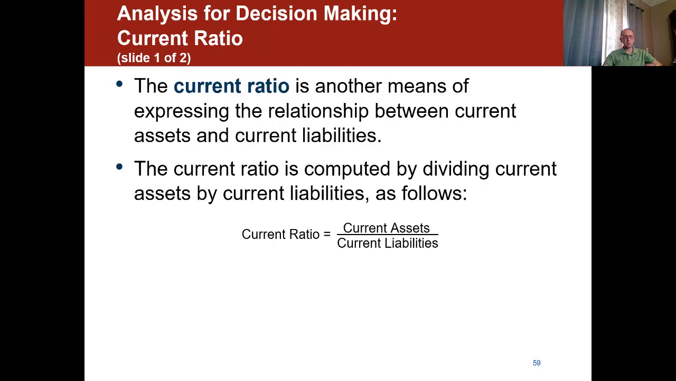So the current ratio is another form of the working capital, but instead of subtracting or getting the difference between current assets and current liabilities, we actually divide current assets by the current liabilities. So the current ratio is another means of expressing the relationship between current assets and current liabilities. It is computed by dividing current assets by current liabilities, and you can see the simple formula for that. This is one of those formulas that I really want you to know.